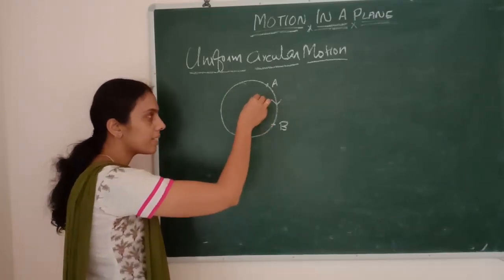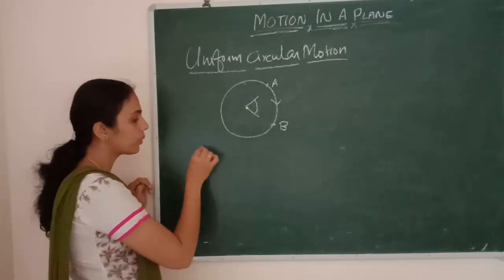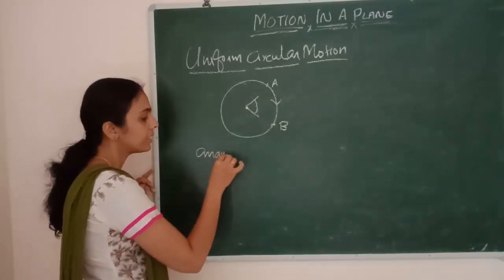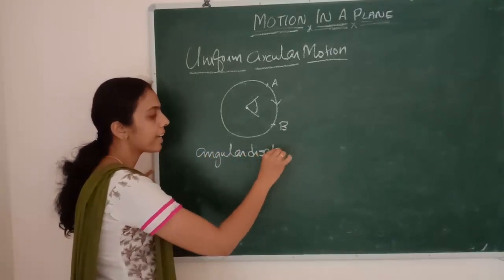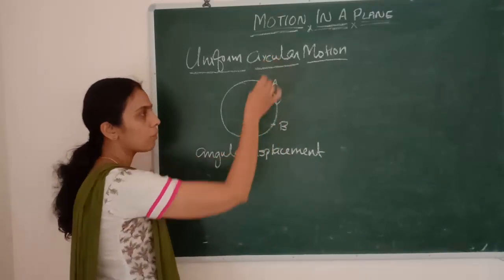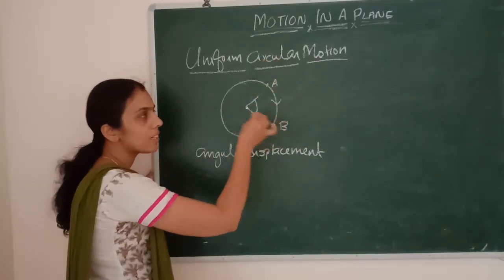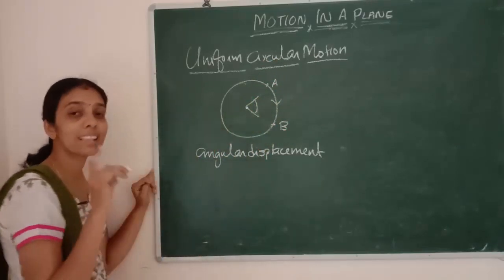So we will be considering it as an angular displacement. Okay, so that is called angular displacement. What is the angle covered? In the case of circular motion, the displacement is called angular displacement. That means the distance covered.